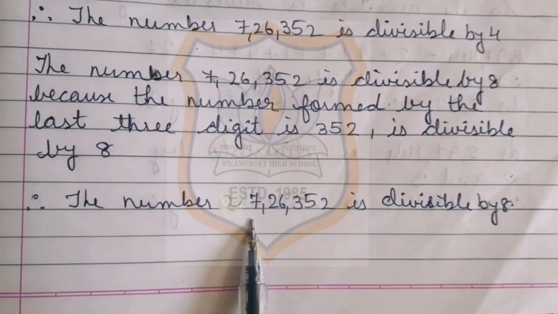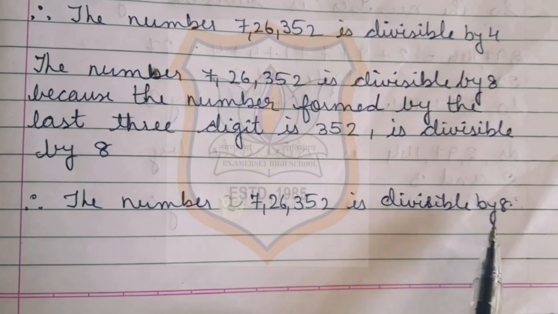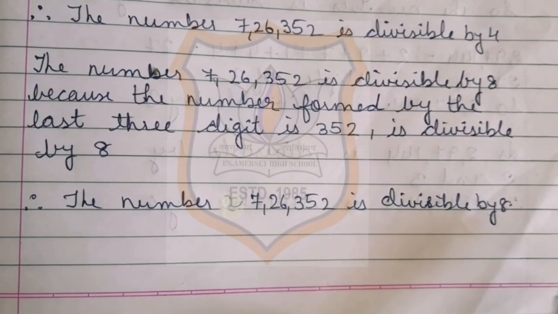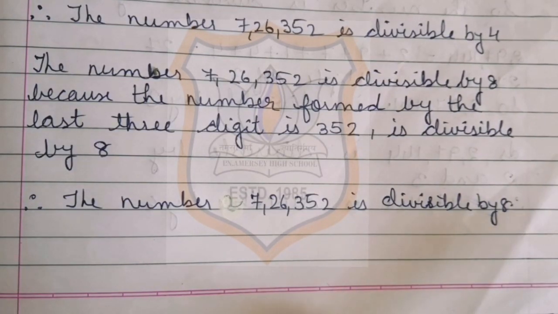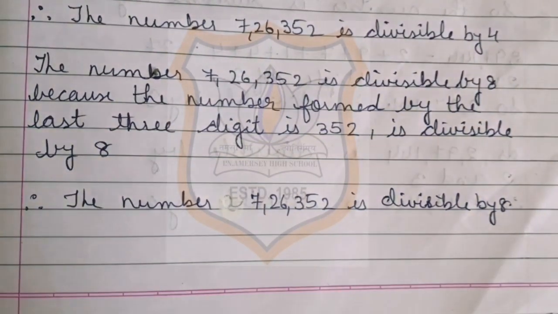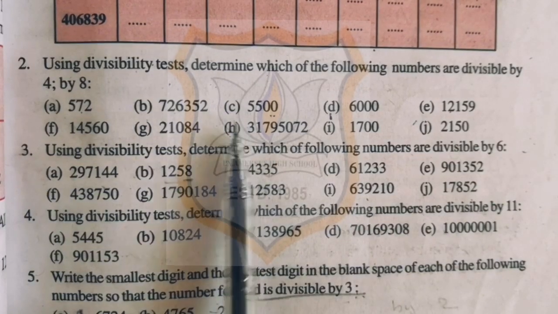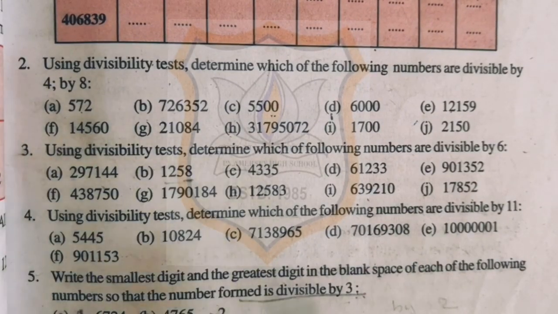Therefore, the number 7,26,352 is divisible by 8. So we can say that the number 7,26,352 is divisible by 4 and by 8 also. Sum number C of question number 2, 5500. Here also again we have to test whether the number is divisible by 4 and by 8 or not.